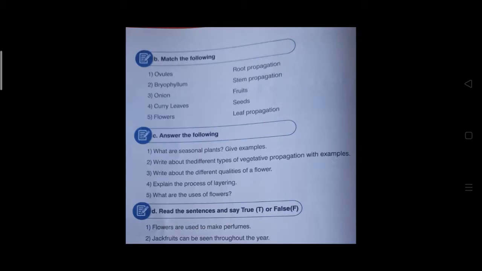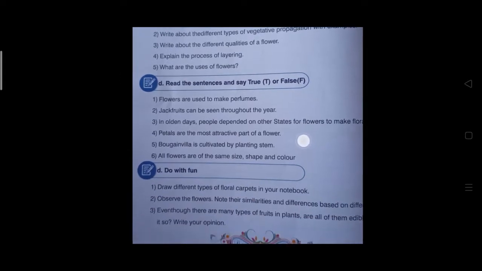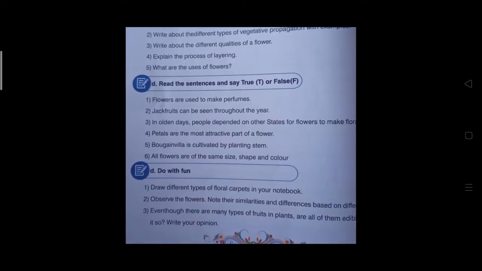And match the following questions are there. Ovules, bryophyllum, onion, curry leaves, flowers. And in the next part, root propagation, stem propagation, fruits, seeds and leaf propagation. Try to match it and we can discuss it in the live session. Answer the following questions that I will give. And the D question, read the sentences and say true or false.